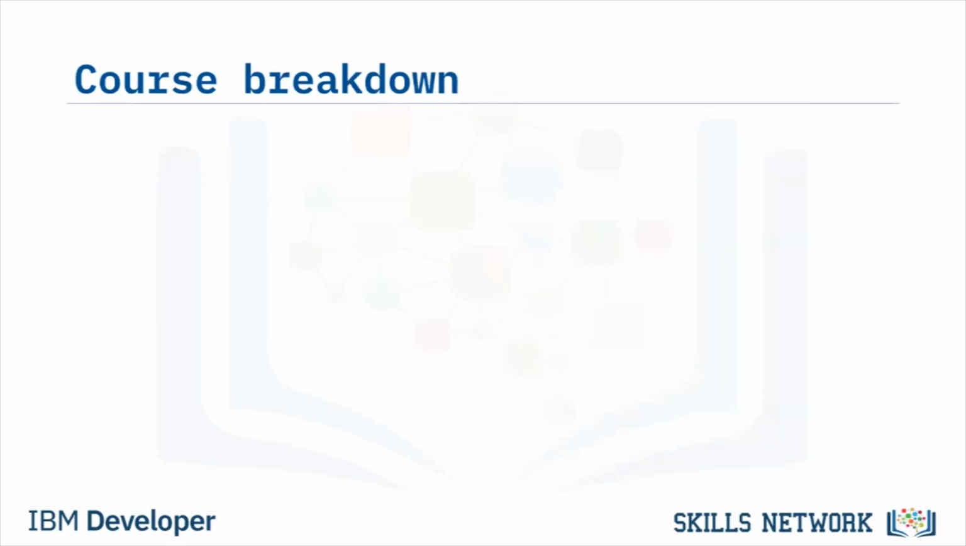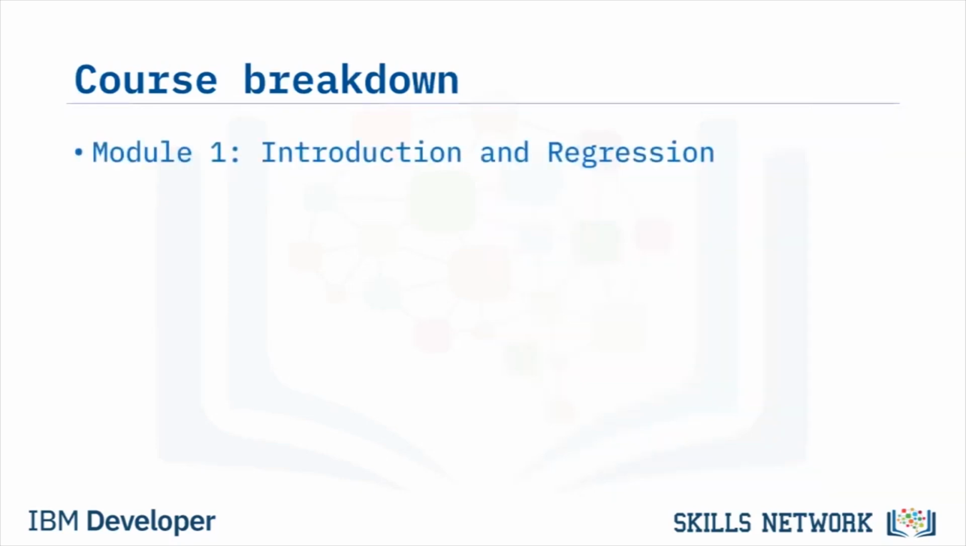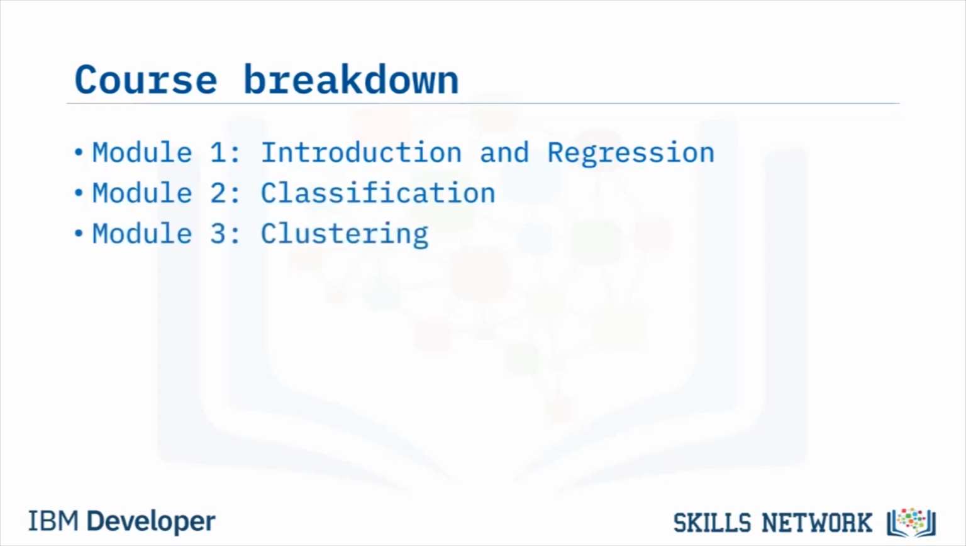This course consists of 4 modules: Introduction and Regression, Classification, Clustering, and the final project. Each module comprises videos with hands-on labs to apply what you've learned. The hands-on labs use Jupyter Lab, which is hosted on Skills Network Labs and uses the Python programming language and various Python libraries like Pandas, NumPy, and scikit-learn.